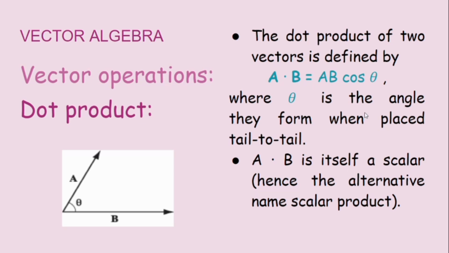Now we will see where cos theta comes from. This is the vector B and this is vector A. We will take the components of this vector. This will be the vertical component of A, A sin theta, and this will be the horizontal component of A, A cos theta. So this A dot B will become AB cos theta. This is A cos theta with B.